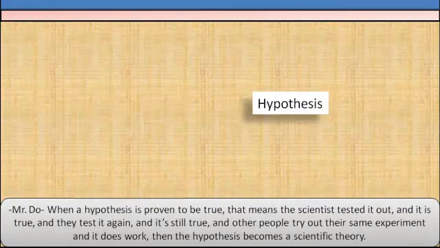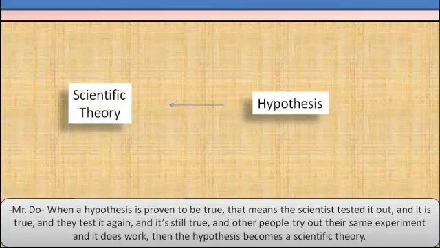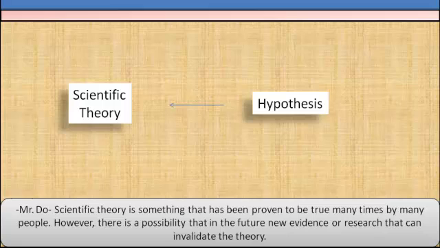When a hypothesis is proven to be true, that means the scientists tested it out and it is true, and then they test it again and it's still true, and other people tried out the same experiment and it does work, then the hypothesis becomes a scientific theory. A scientific theory is something that has been proven to be true many times by many people.